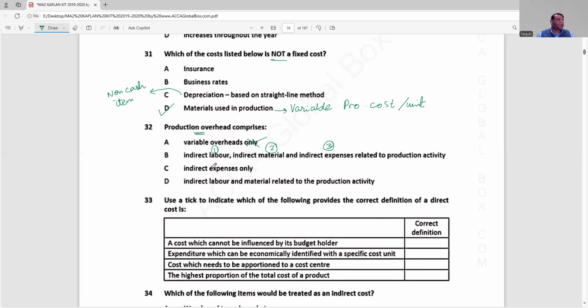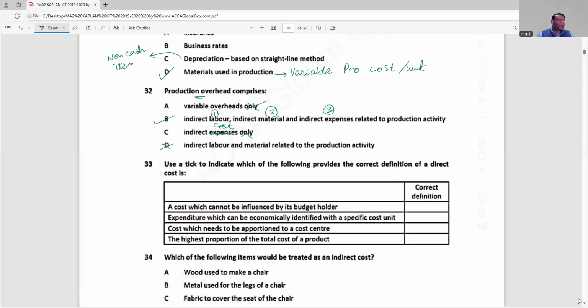Indirect expenses only, this is not correct. If rather than expenses we say indirect cost, it could be somehow correct, but again there is the word only. Indirect labor and material related to production activities. So this statement is incorrect. This one is the completely correct statement, that indirect material, indirect labor, indirect expenses are related to the production activity, but not easily traceable.